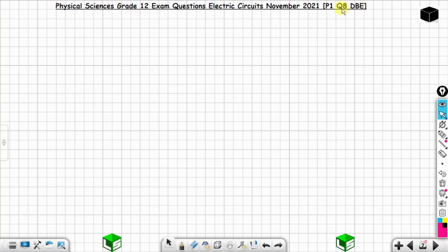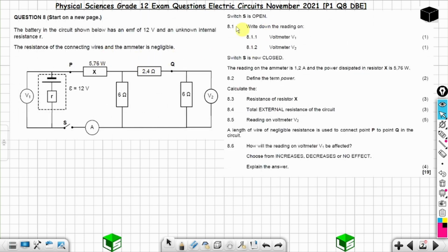Okay, question 8 from paper 1 from DBE from November 2021 past exam. So this question is on electric circuits. The battery in the circuit shown below has an EMF of 12 volts and an unknown internal resistance, lowercase r. The resistance of the connecting wires and ammeter is negligible. So you are given the following circuit.